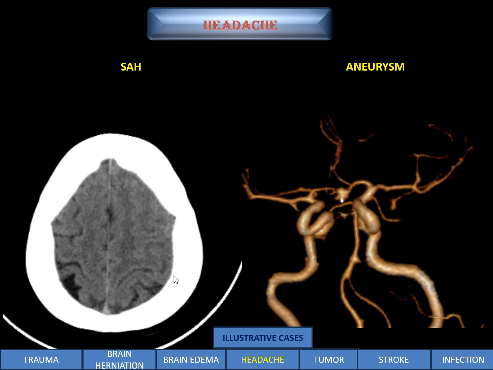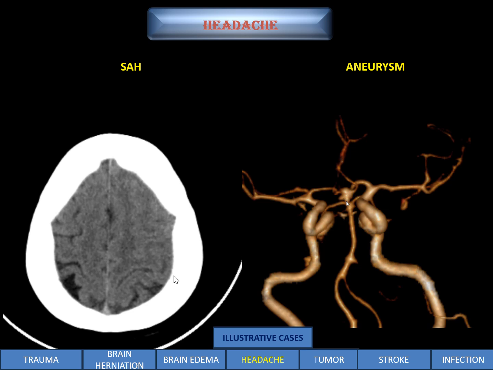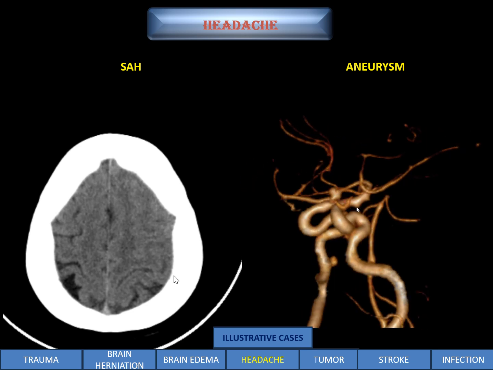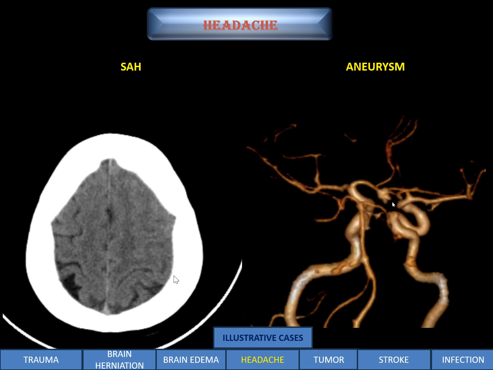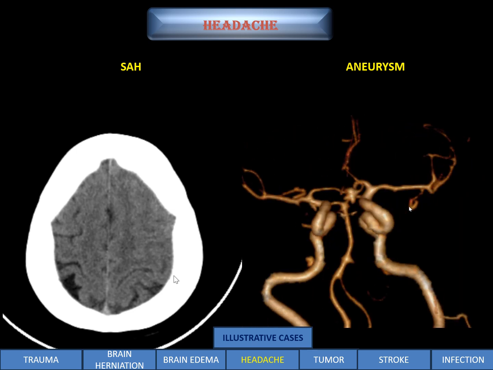So this is how CT angio looks. After administering a contrast, we are able to see a bulbous tubular structure seen here. This is basically an anterior communicating artery aneurysm. So as we rotate it, we will be able to see it better. So these are the right and left anterior cerebral arteries, middle cerebral arteries, bilateral internal carotid arteries, basilar artery, and vertebral arteries.